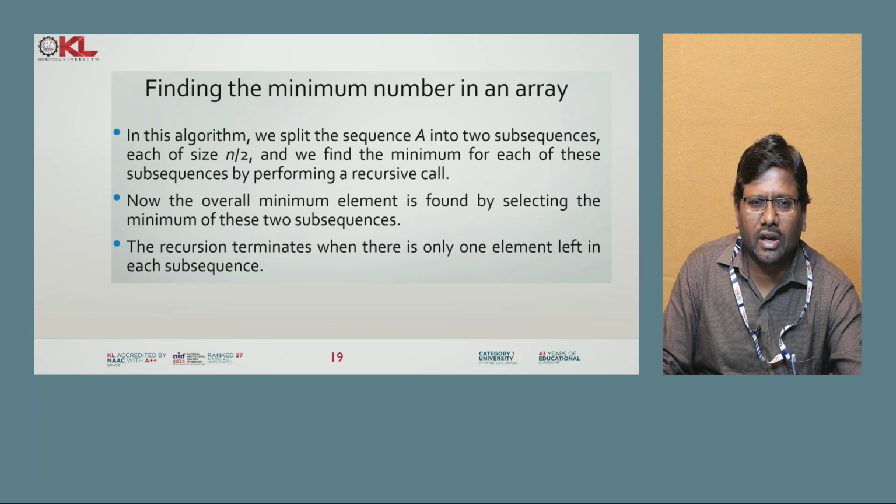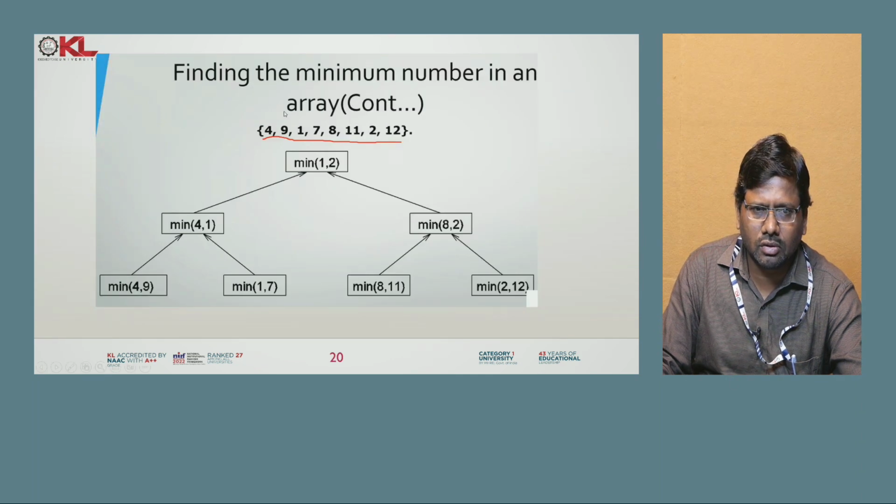Generally we divide the array into two divisions. Consider this group of elements: 4, 9, 1, 7, 8, 11, 2, 12. We are going to find the minimum, starting from here. Suppose we divide the entire scenario into groups of 2 numbers: minimum of 4, 9 and minimum of 1, 7.